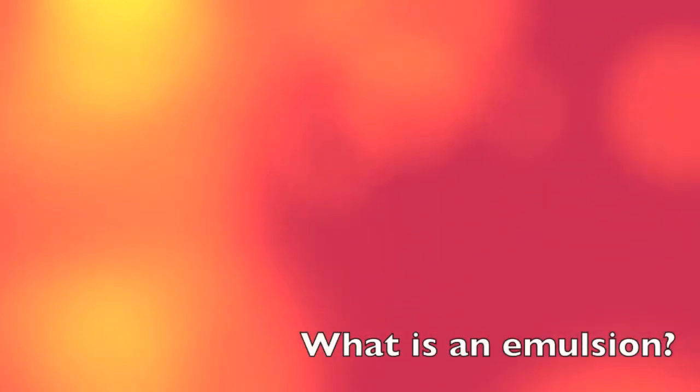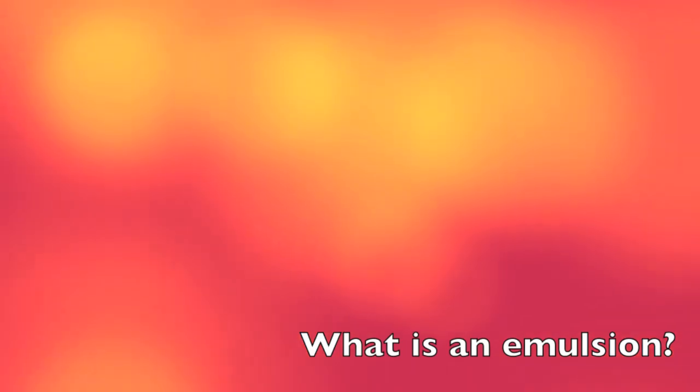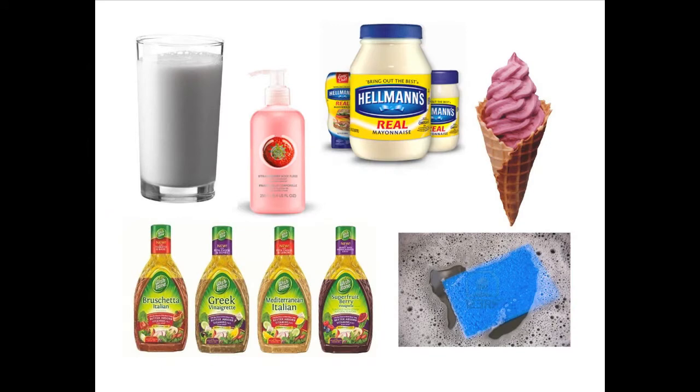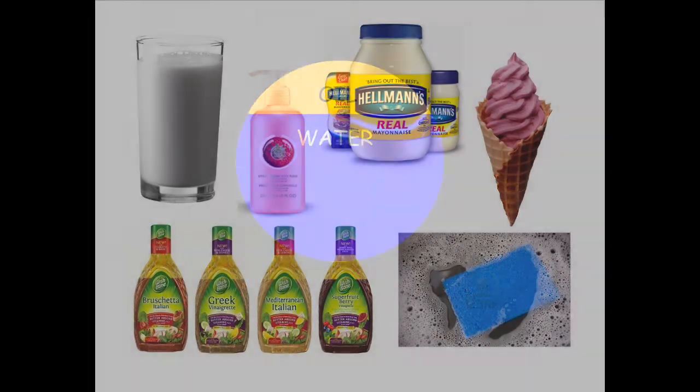So what is an emulsion? Whether you know it or not, emulsions are all around us. An emulsion is a system consisting of two immiscible liquids, which are liquids that don't mix, such as oil and water, where one of them forms lots of tiny little droplets in the other liquid. A few examples of this are milk, salad dressing, lotions, mayonnaise, ice cream, and even dirty dishwater.